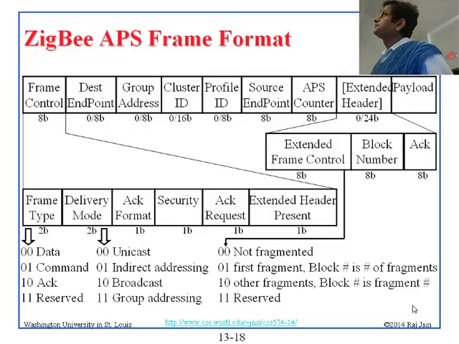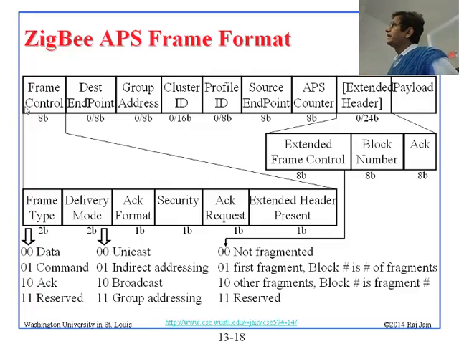You have frame control, which is 8-bit. Then there might or may not be a destination endpoint. Now remember, this is the endpoint, those 240 applications.